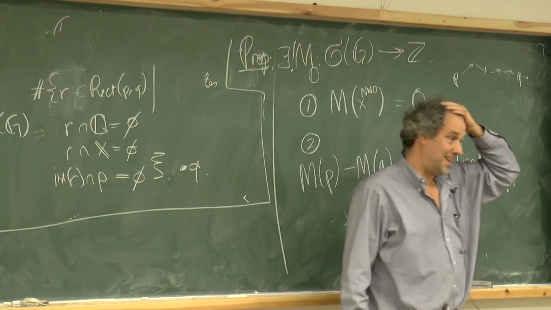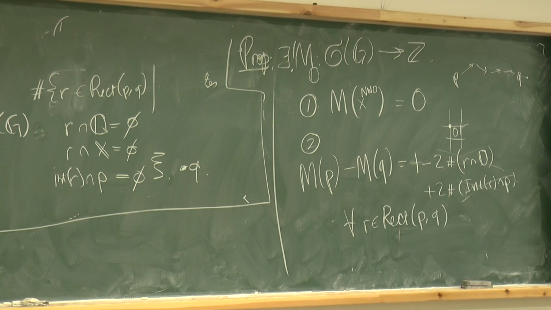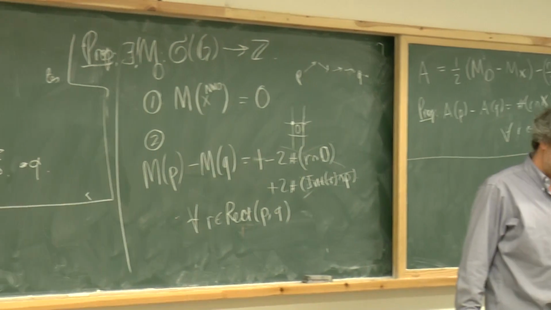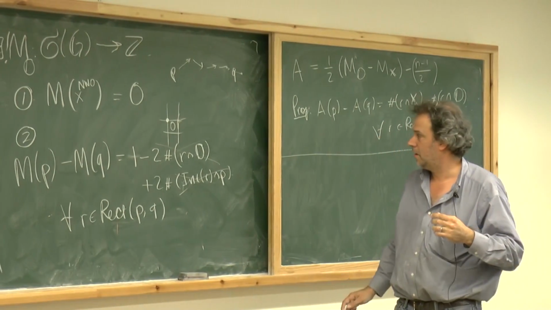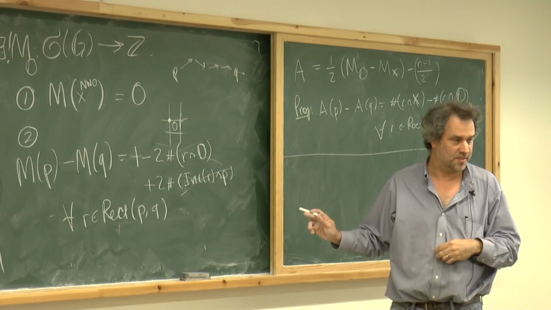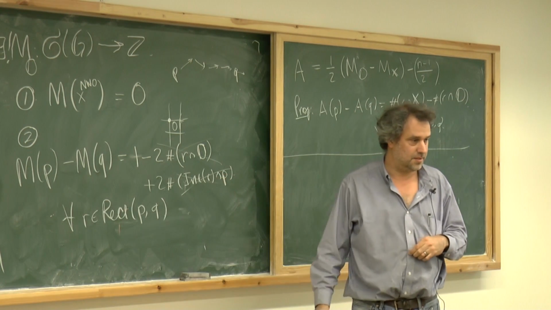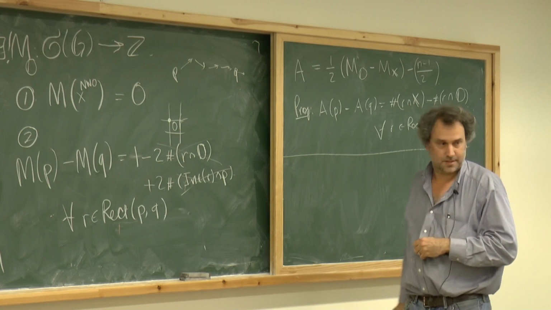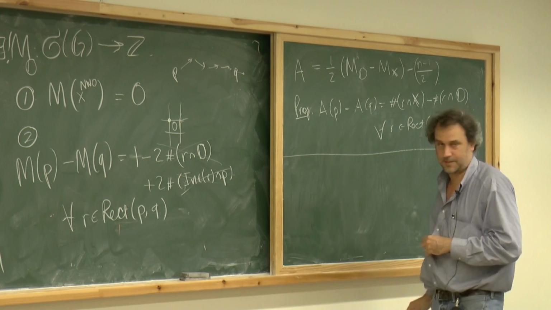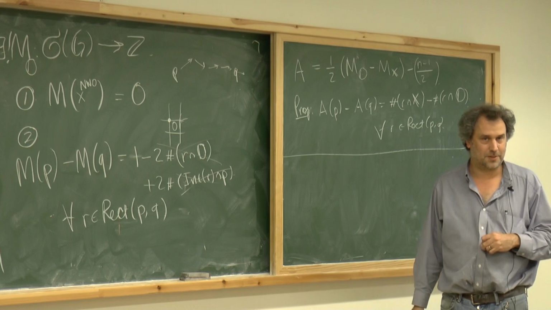Yes? In the definition of M_O, you have used O twice, for the winding number and for R intersect. That's right. Now you're going to switch both of them for X. That's right, yeah. I switched both of them for X. Any other questions?